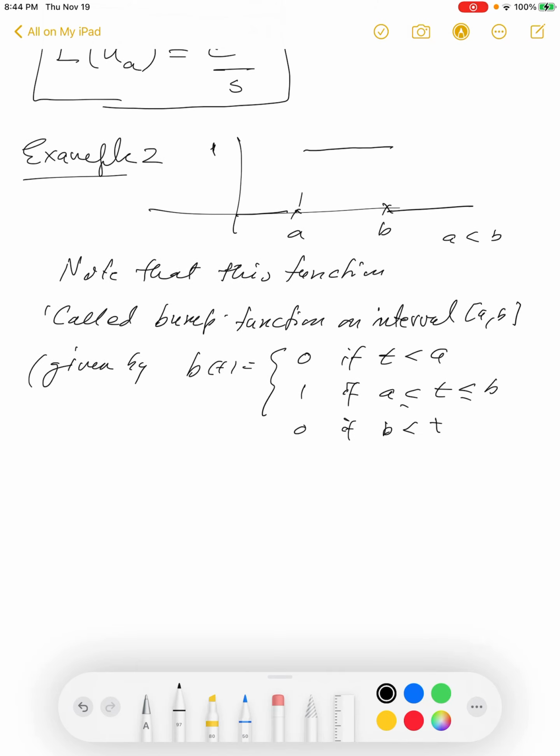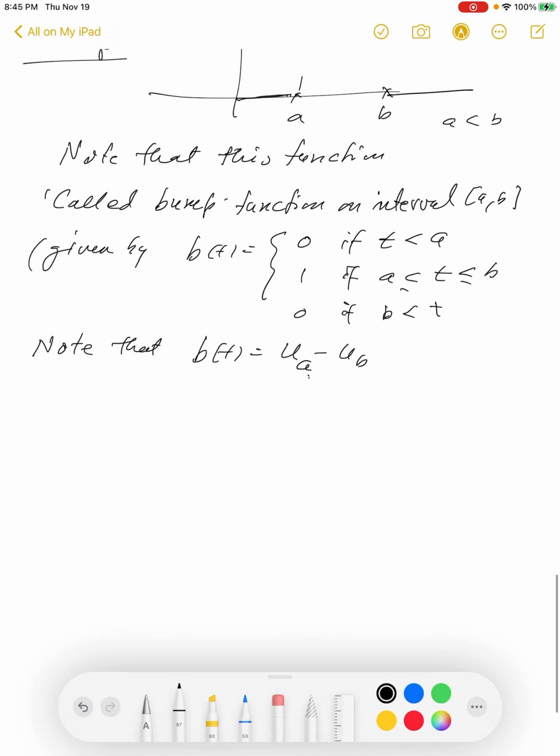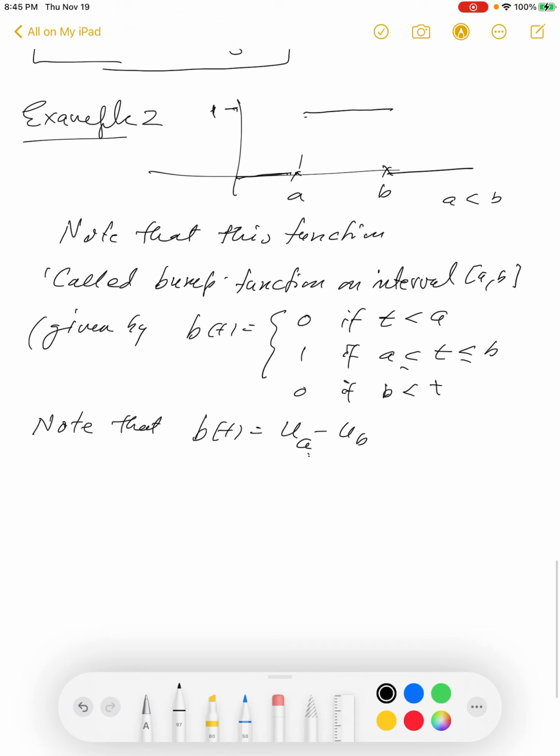So note that this bump function is nothing but ua minus ub. Because ua will be 0, ub will be 0, so for t less than a, ua minus ub is 0 minus 0, so is 0. In between a and b, ua is 1, ub is 0, so this difference is 1. And after b both are 1, so the difference is 0. So the bump function is always ua minus ub.